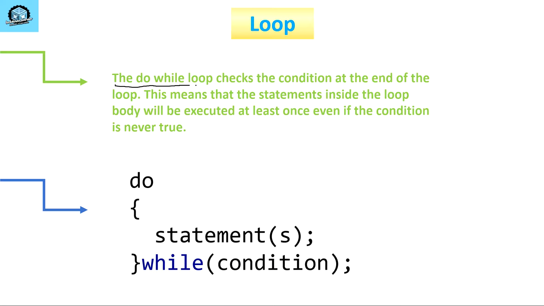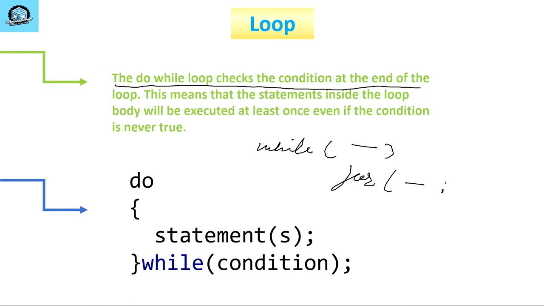The do while loop checks the condition at the end of the loop. Now in the while loop we are checking the condition first, and in the for loop also we are initializing, then checking the condition part, and then we increment or decrement. But in the do while loop, the condition is checked at last. So this means the statement inside the loop body will execute at least once even if the condition is never true. Because we are checking the condition at last, the statement will run only once.